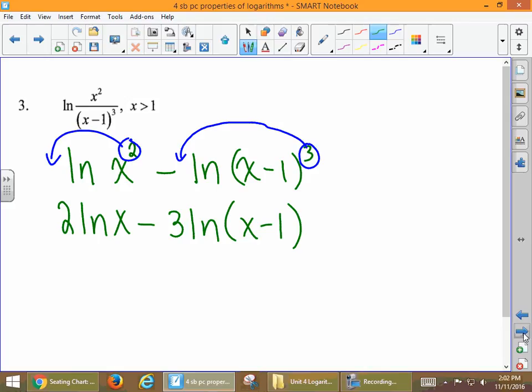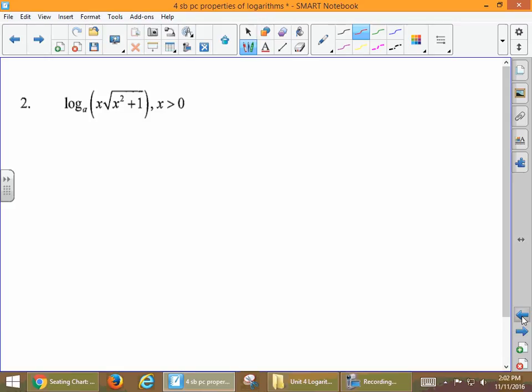So the reason that I did problem number 3 first is because I need to digress a little bit. Problem number 2 has some straightforward stuff, and probably some not straightforward stuff. When we read this problem, it would be read as log base a of x multiplied by the square root of x squared plus 1. So multiplication means that we're going to have to use the product property, which I'll flip back to in a minute.